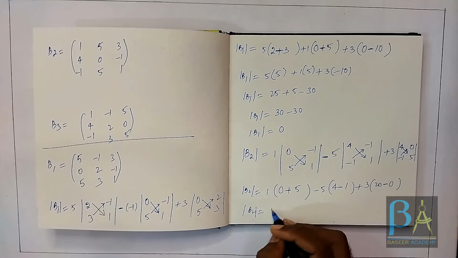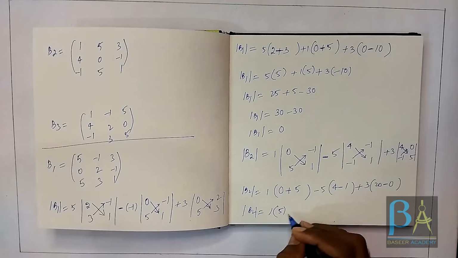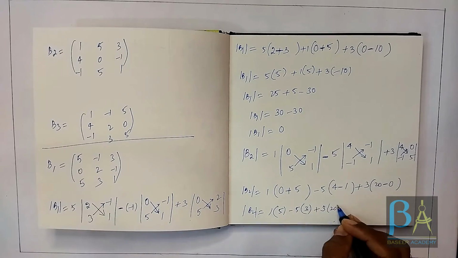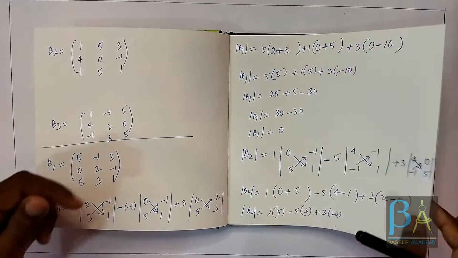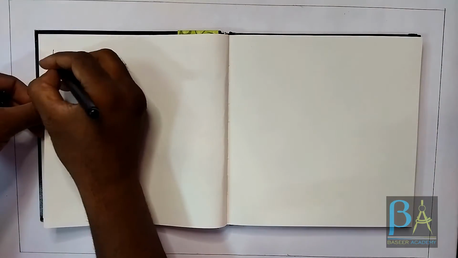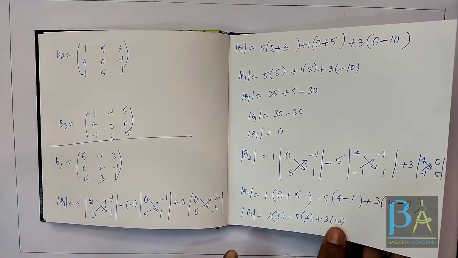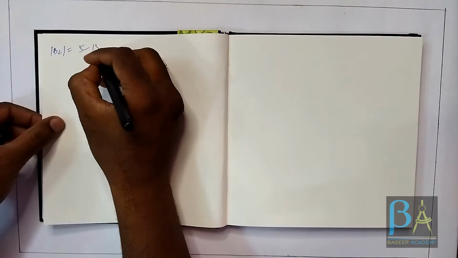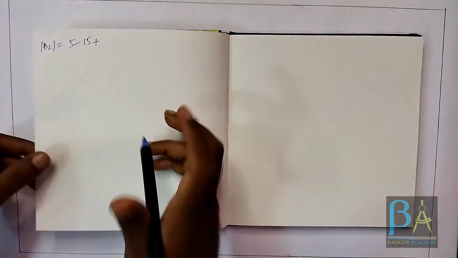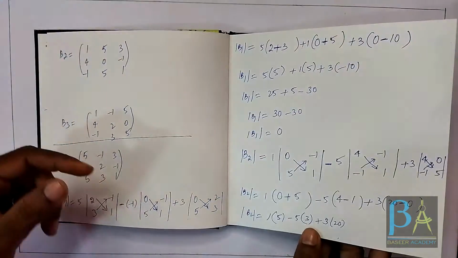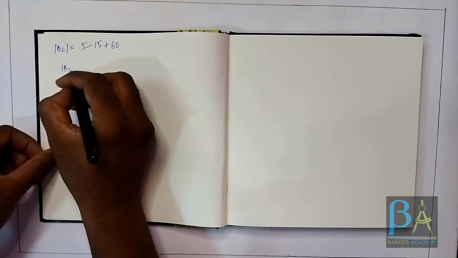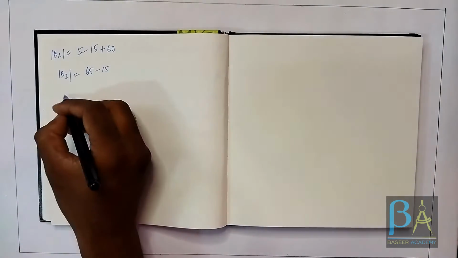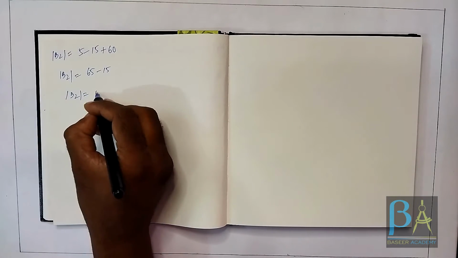Mod B2 is going to be 1 into 0 plus 5 is 0. 4 minus 1 is 3. 20 minus 0 is 20. So modulus of B2 is going to be 1 into 5 is 5. 5 into 3 is 15. And then 3 into 20 is 60. So mod B2 is going to be 60 plus 5 is 65. 65 minus 15, that gives you 50.